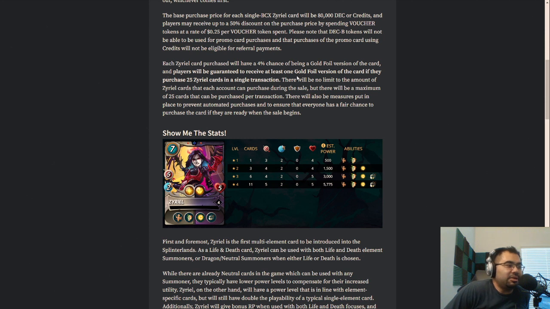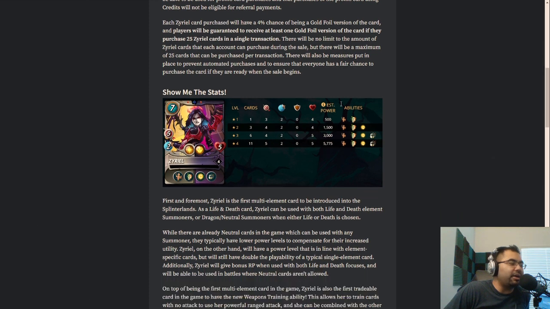And I think that they're probably going to end up going for it. And we'll probably see a lot of gold foil versions out there from people that want to collect them, because you only need four, right? So if you buy 100 BCX, you're guaranteed at least four of them to be gold foil, right? But let's see, there'll be no limit to the amount of these cards that each account can purchase, but there will be a maximum of 25 cards that can be purchased per transaction. So they're trying to make it actually advantageous for you, because if you were to buy 50 at a time, that would actually hurt your chances. Whereas if you just buy 25 at a time, you're guaranteed to get at least one gold foil in that roll.